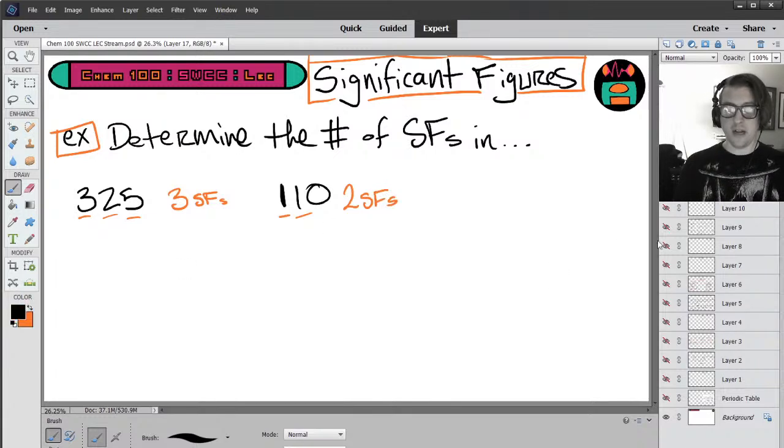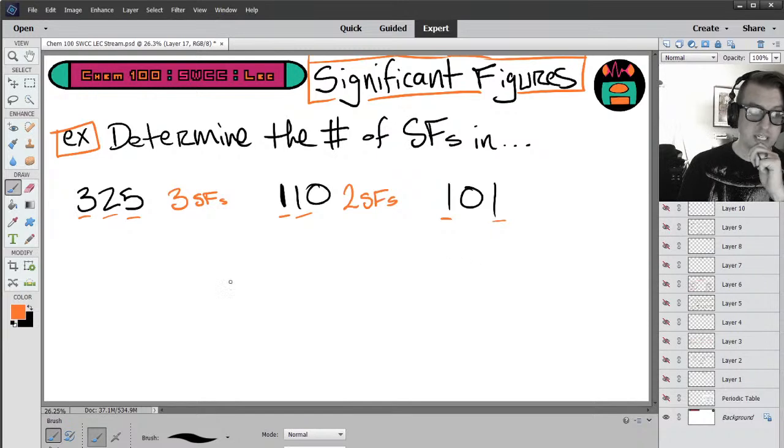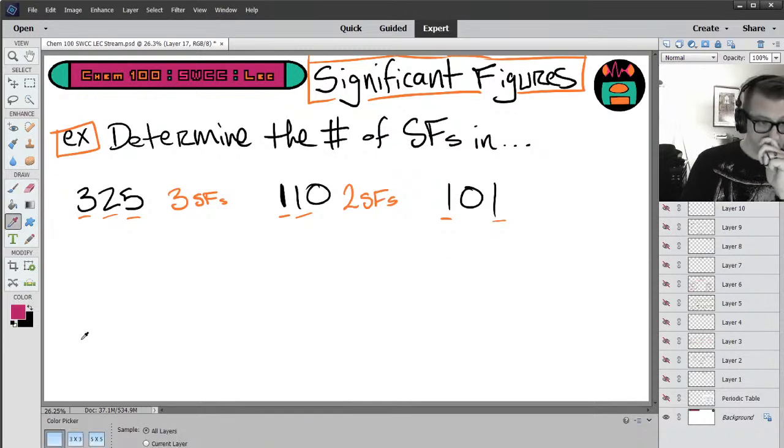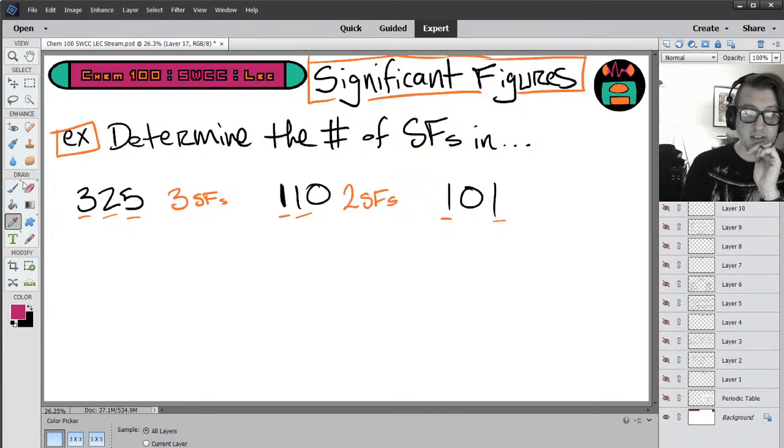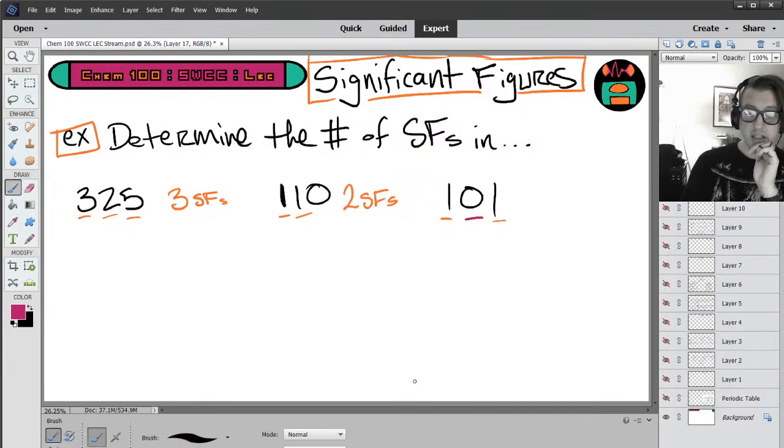All right. Let's do 101. Rule number 1: all of your non-zero digits are significant. Now, is this 0 significant? Rule number 2 says all zeros between significant digits are significant, and this 0 is in between 2 significant digits, so it is. 101 has 3 significant figures.